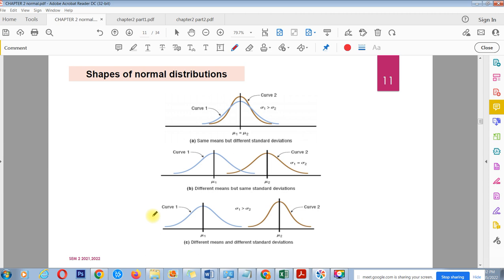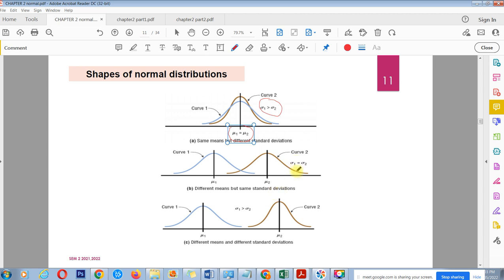We have a few types of graph for the normal distribution based on the value of the standard deviation. If we look here, the mean is equal but the standard deviation is different, so it gives a different shape, almost similar but different. And then here we have two normal distributions with different means, mu 1 and mu 2 are different, but here the standard deviation is not different.